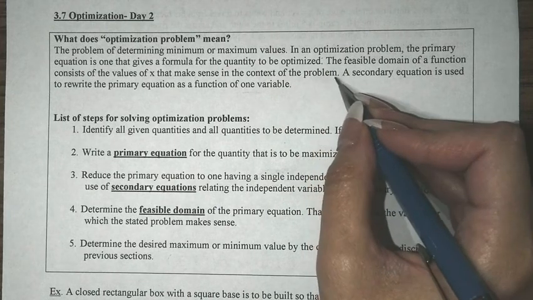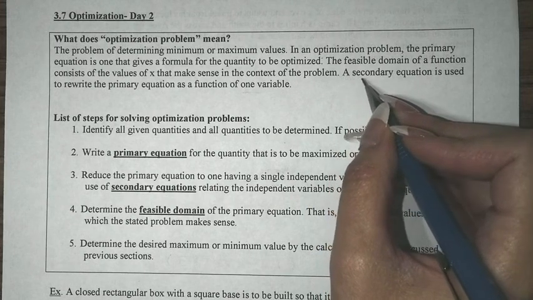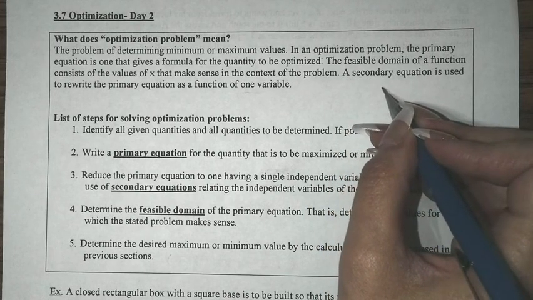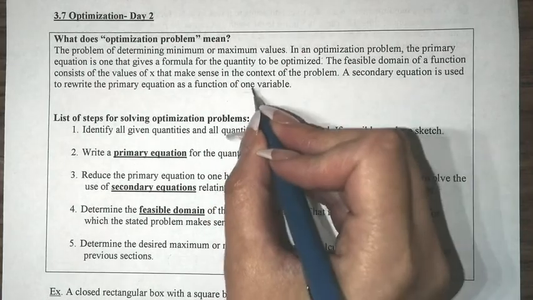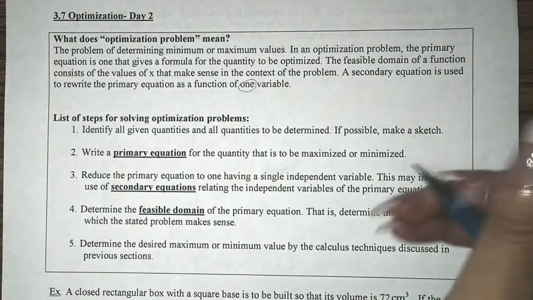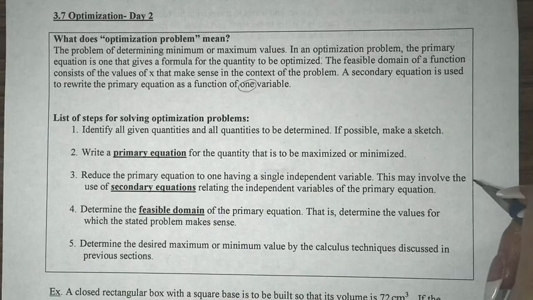The feasible domain of a function is going to consist of the values of x that make sense in the context of the problem. Then you're going to have a secondary equation that is going to be used to rewrite your primary equation as a function of one and only one variable. Okay, so we're going to list the steps for solving optimization problems.